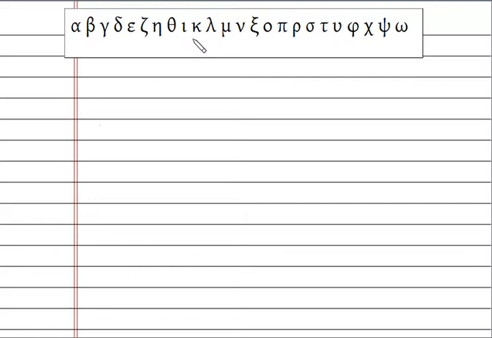We're going to try to cover, see if I can get through iota, kappa, lambda, maybe get in mu here. Iota is a vowel, and it's the I. Yeah, so iota, I.